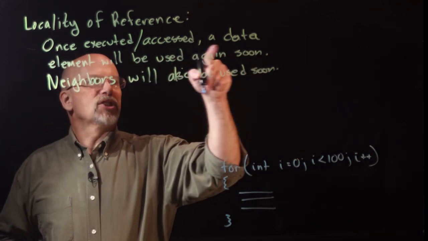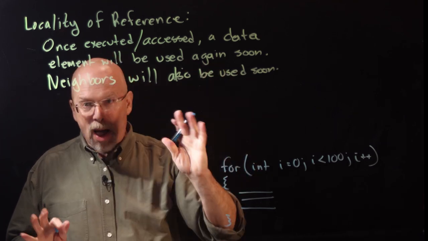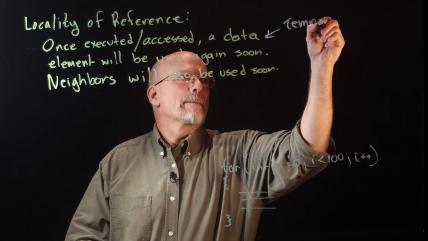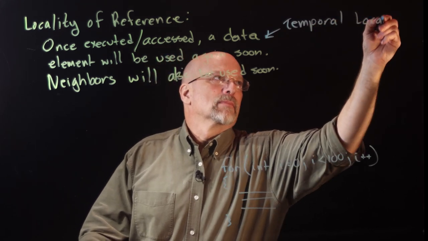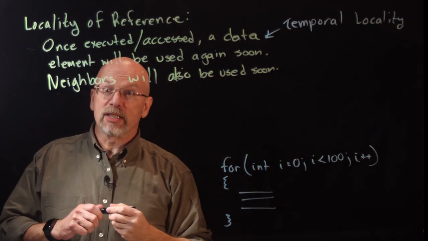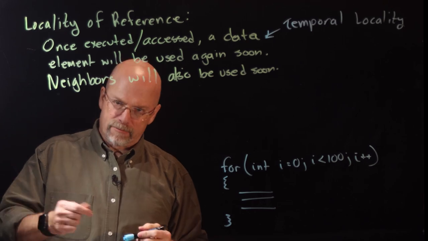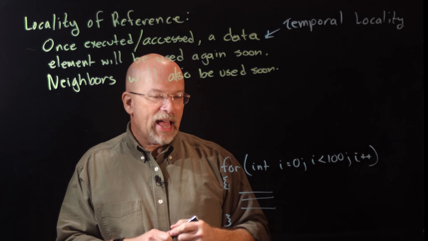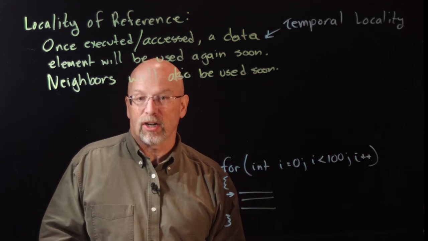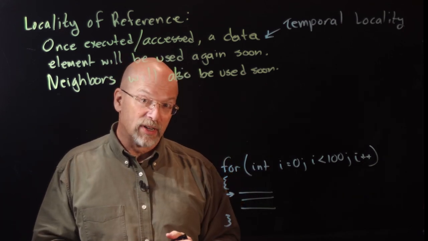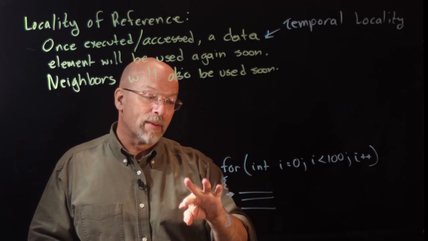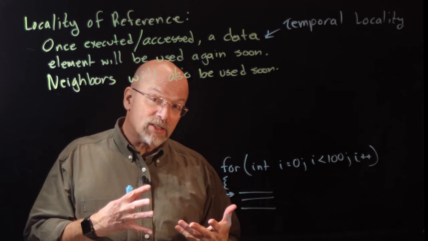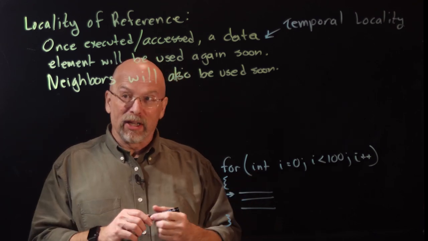Now, this one, once executed, a data element will probably be used again. This is called temporal locality. In other words, over time, we're probably going to need it again, right? And we actually see this with our for loop down here. If I execute that instruction right there, I've got to do this loop 100 times. So more than likely, I'm going to come back through this loop and execute that instruction again. Once it's been executed once, we're probably going to do it again.